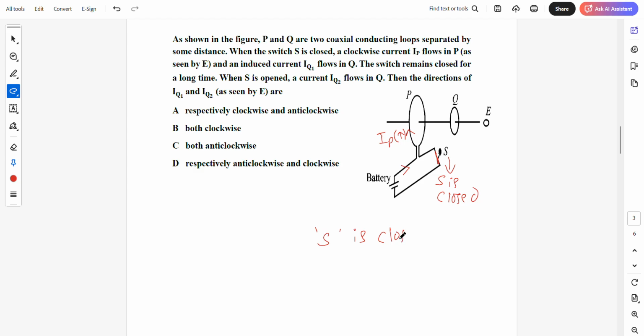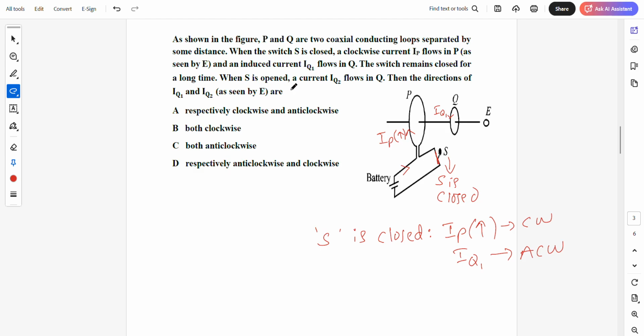IP increases. Since IP increases, what happens here in the other coil? There will be development of current in the opposite sense, and he's saying it is IQ1. Induced current IQ1 will be flowing in the opposite sense. This is clockwise, so IQ1 will be in the anti-clockwise direction when switch is closed. Hope you understood. IQ1 anti-clockwise.